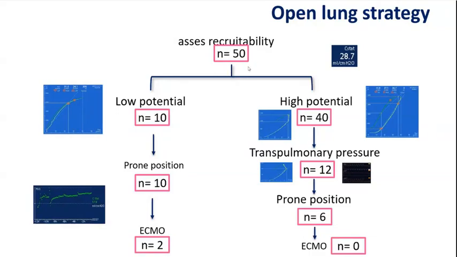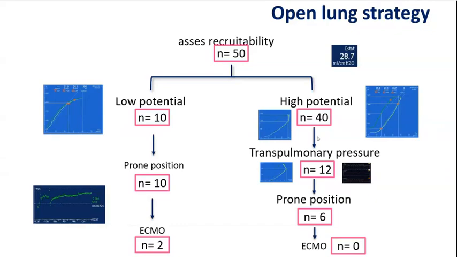I looked at the last 50 patients that were managed using this protocol, so moderate to severe patients, managed early in early onset RDS. 10 patients had a low potential for recruitability, so did not get a recruitment maneuver, and we proned all of these patients, and out of these 10, 2 had criteria to go to ECMO. One of them had a lot of comorbidity, so we decided not to go to ECMO, and one of them went to ECMO. Most of the patients had a high potential for recruitability.